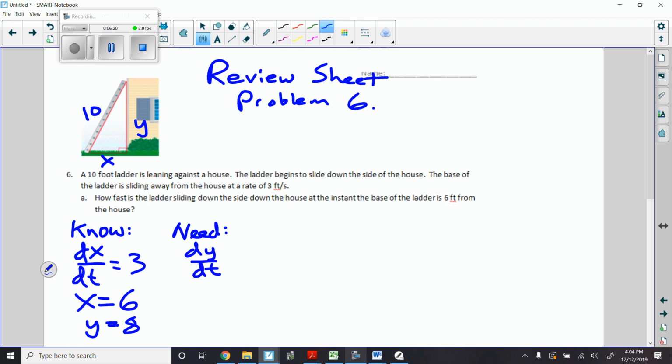Okay, now I'm ready to go ahead and write an equation. The equation that relates these three is the Pythagorean theorem. But I'm not going to write a squared plus b squared equals c squared, because a, b, and c aren't variables that I have in this problem. So I'm going to write x squared plus y squared equals 10 squared.